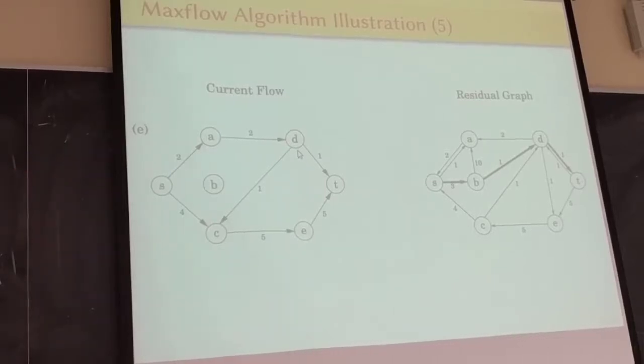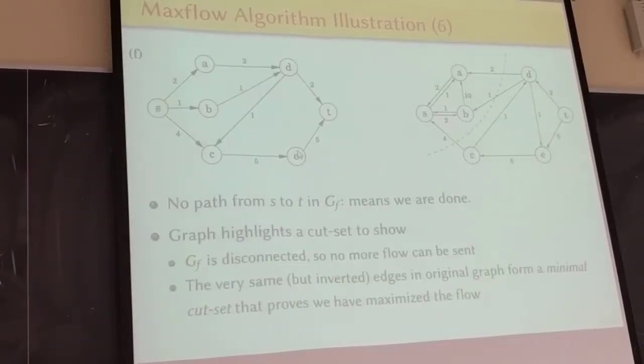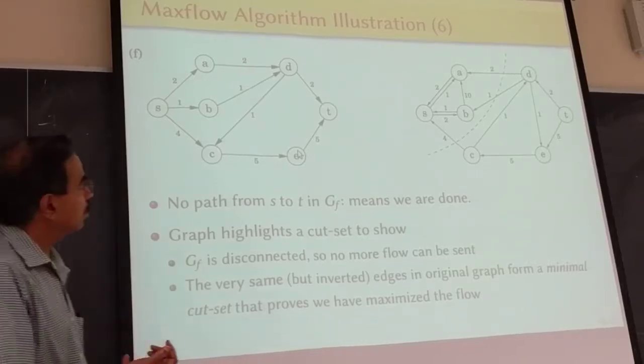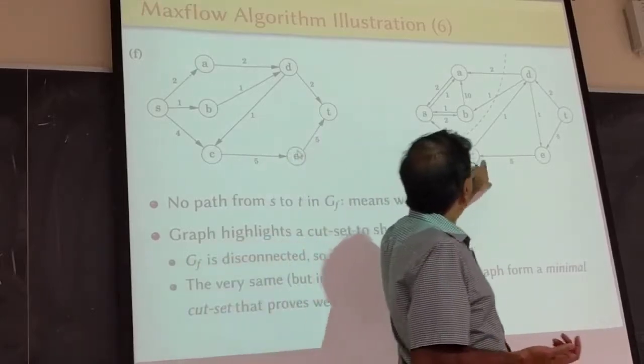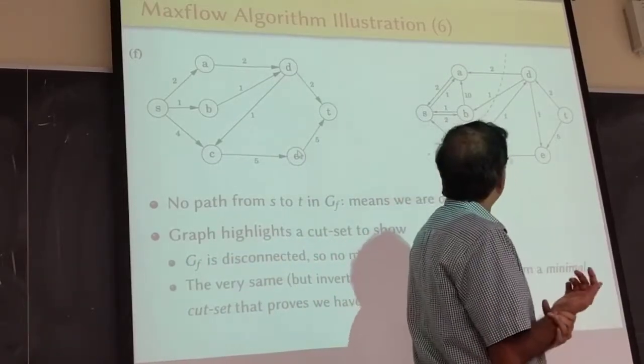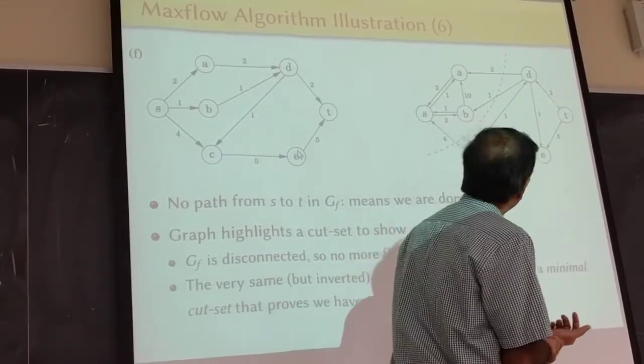S, B, D, T, and you go through that, and now you can see that at this point there is no path from S to T. Okay, in the residual graph, you can see that there is no way to go from S to T anymore.